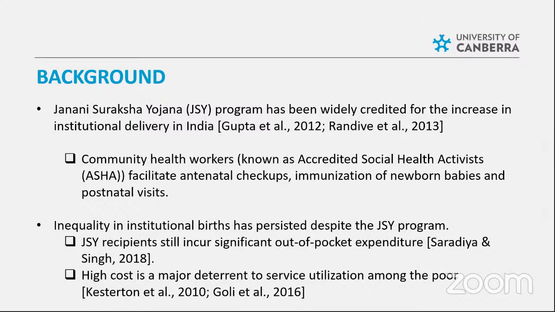So we're talking about expenses on food, expenses on transport to the hospital or from the hospital back to home. We're talking about foregone income of the husband, as the husband has to accompany his wife to the hospital and potentially stay with her for a few days. So there is also opportunity cost in terms of income foregone by the husband. These significant out-of-pocket expenses mean that the JSY program may not reduce the financial burden on poor pregnant women. And the wider literature cites high cost as a major deterrent to service utilization among the poor.